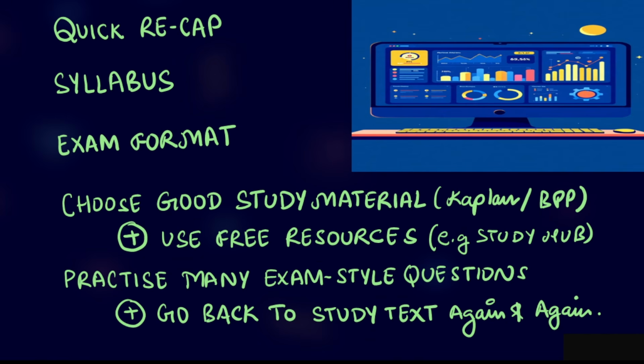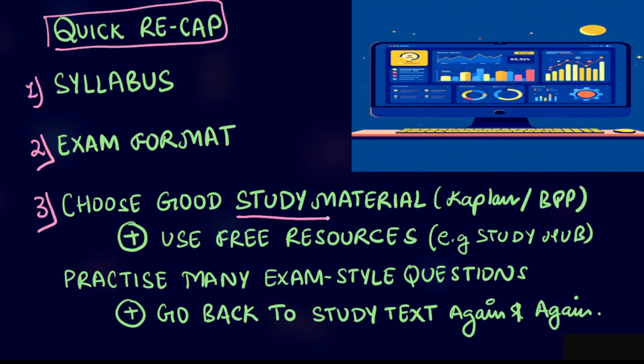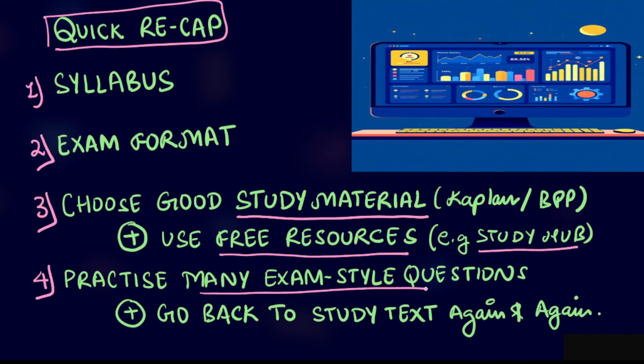So here's the quick recap. Know your syllabus, understand the exam format, use the reliable study text with latest syllabus, use free resources like Study Hub plus mock test practice, practice as many exam style questions and go back to study text again and again to clear any doubts you're having. Book your exam early and stick to a consistent study plan. Follow these steps and you will not only pass but score high in your MA exams.